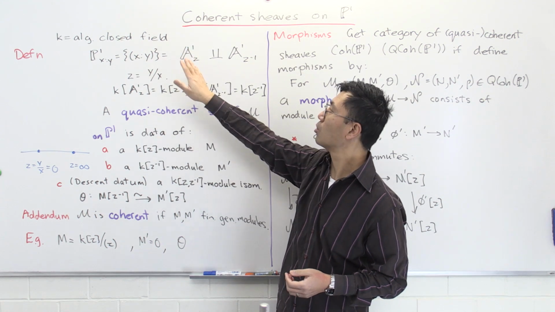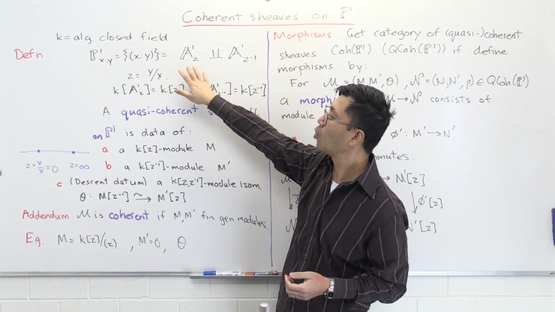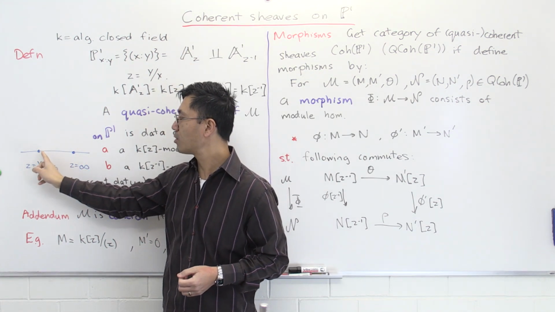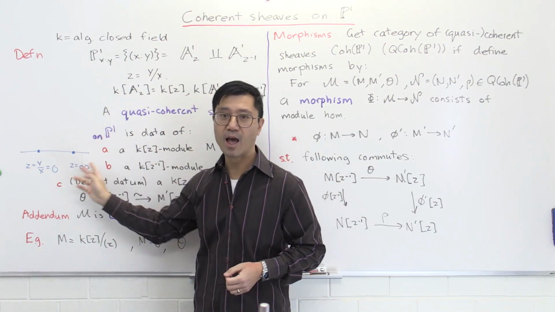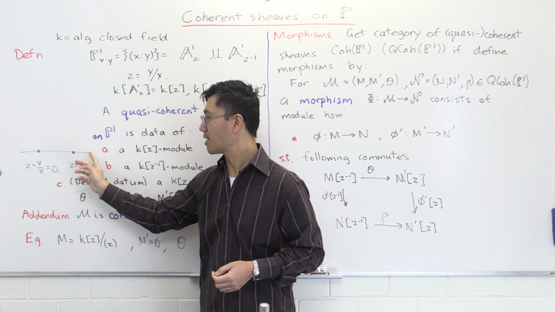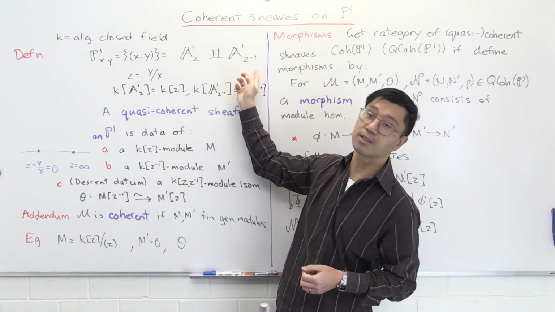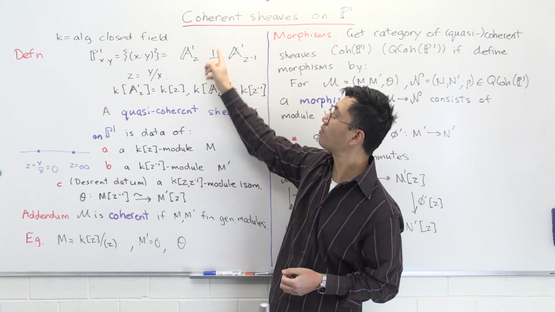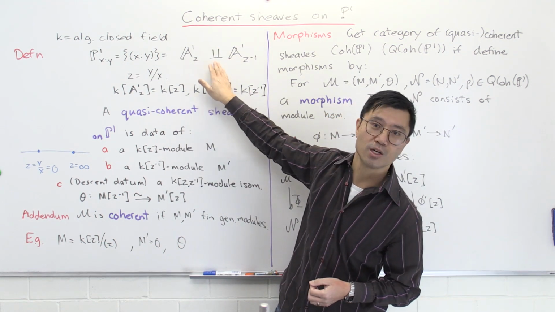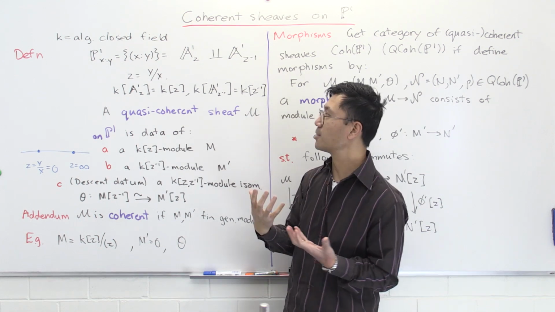And another way to think about that is that we can also glue another affine patch. If we remove 0 from this P1 x y, you can look at the affine line that you get that's left over, and that has coordinate given by z inverse. Okay, so they're the two patches. I'll write this for the union of these two affine open subsets.